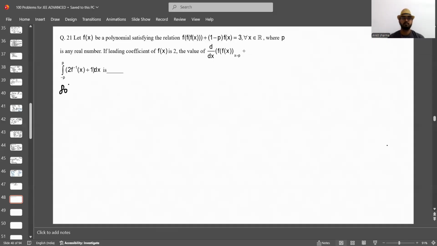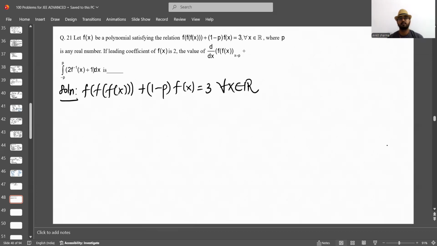So look at this, we are given a polynomial satisfying the relation f(f(f(x))) + (1 − p) f(x) = 3 for all x belonging to R. And now they're saying that p is any real number, and the leading coefficient of f(x) is 2, then find the value of whatever they ask. So this line is enough.